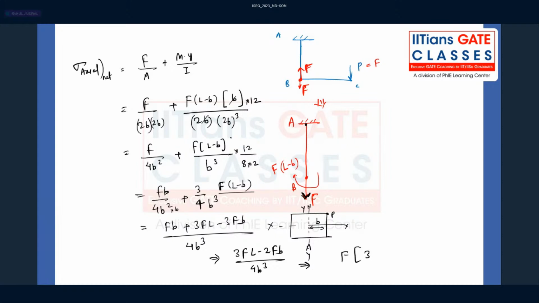F, 3L minus 2B, divided by 4BQ. This will be the answer. Note down.